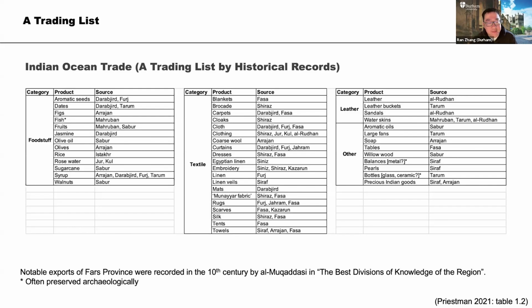of trading goods, from South Iran, basically about the 10th century, from historical records. And we can see on the list you have foodstuff, textiles, leather and other things. You can see all of them are very organic, not easy to preserve in archaeological contexts. Here you can only see fish and probably metalwares. They can be archaeological finds, often preserved in archaeology, but the rest of them are just gone in the past.